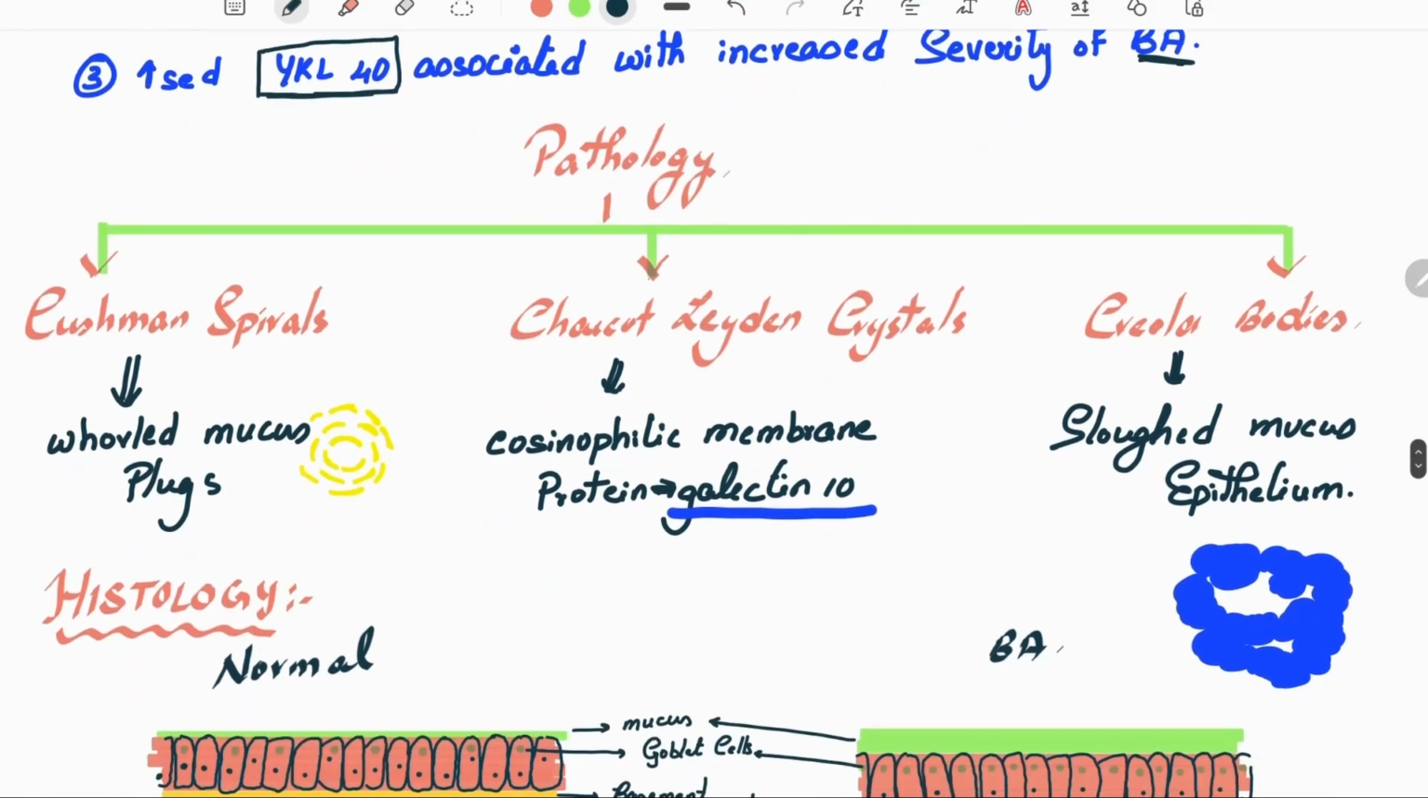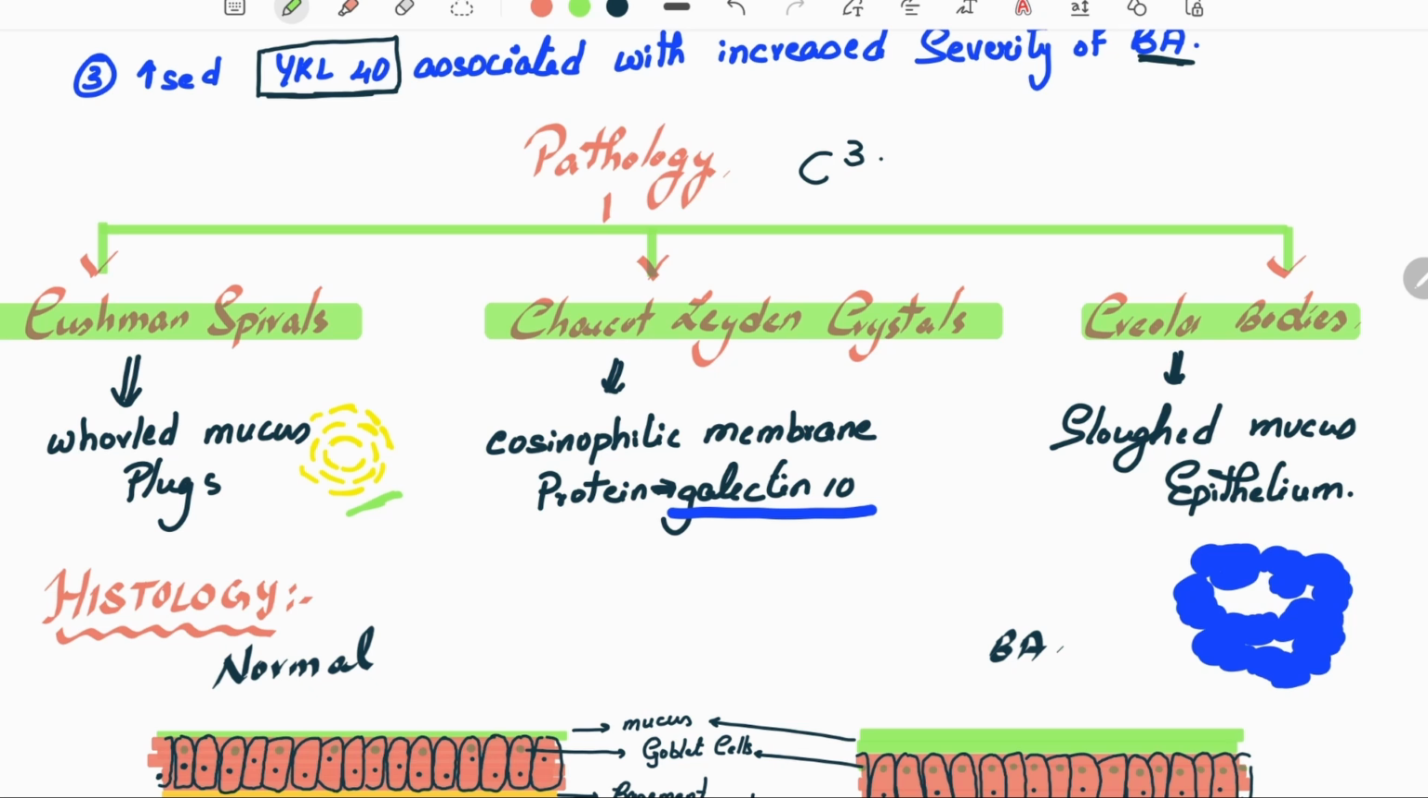In this pathology, we see 3 C's, which means we see 3 kinds of bodies which start with C. First one is Curschmann spirals. Second one is Charcot-Leyden crystals, and third one is Creola bodies. Okay, first one is Curschmann spirals. The name itself says that something is in spiral shape. What is in spiral shape?